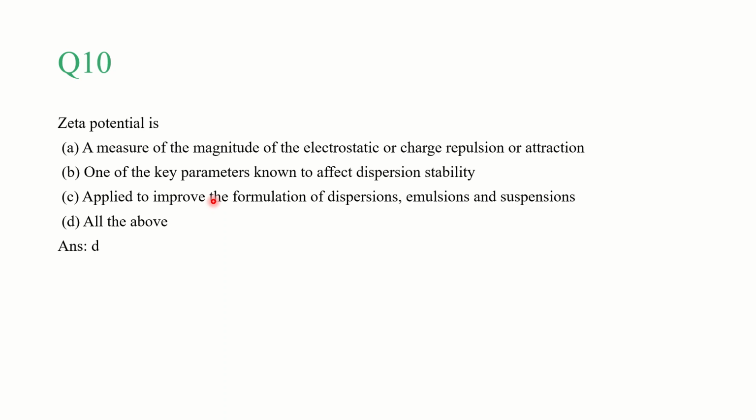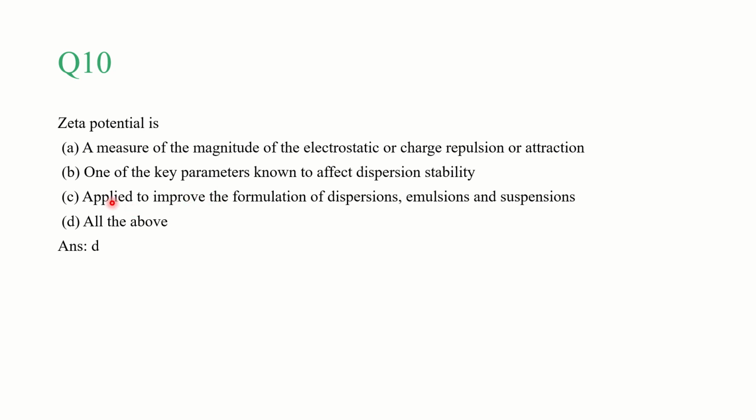So that would be given by the zeta potential, one of the key parameters known to affect dispersion stability. It is a measure of the magnitude of electrostatic or charge repulsion, and is applied to improve the formulation of dispersion, emulsion and suspension. Since all these are known to influence it, zeta potential is applied to all the above.